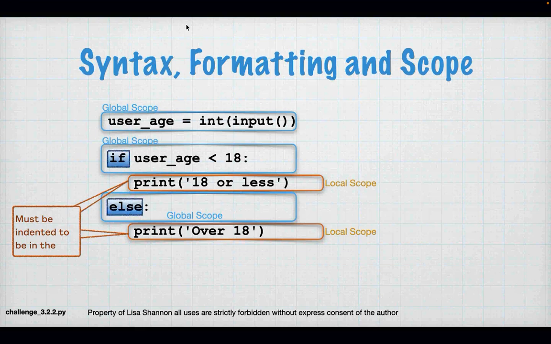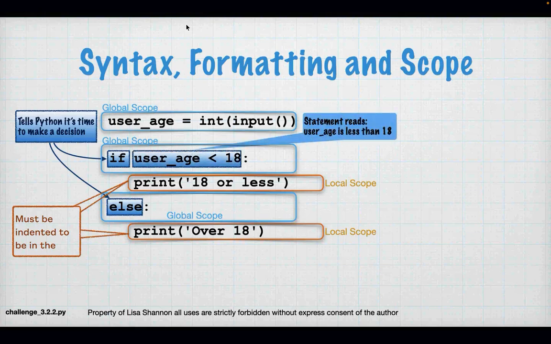So I have the if keyword and I have the else keyword. If tells Python it's time to make a decision. Else tells Python that it's time to make a decision. After the if keyword, I have a statement. And that statement reads, user underscore age is less than 18. Now, that doesn't sound like a question. I don't think anybody thinks that sounds like a question. It's a statement. But here's how we have to read it. We read it by saying user underscore age is less than or equal to 18, true or false.